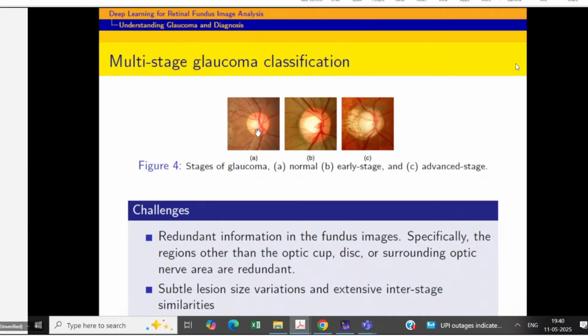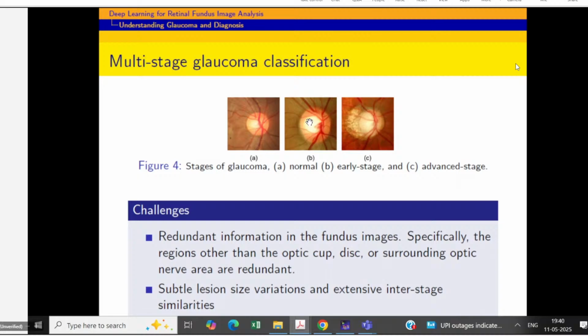You will find there are some similarities among the stages: the similarity of early with the normal category, early with the advanced categories. Here, for simplicity, I have chosen three samples from the extreme conditions of early stage and advanced stage, but there are also a few samples which I will showcase to you, where you cannot identify directly by looking at the image whether this fundus image belongs to early stage or advanced stage. It's very, very difficult to identify.